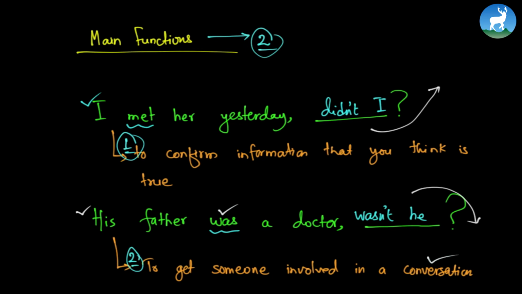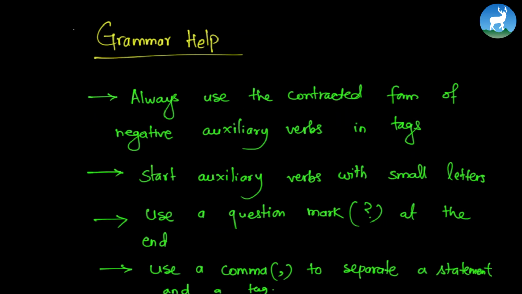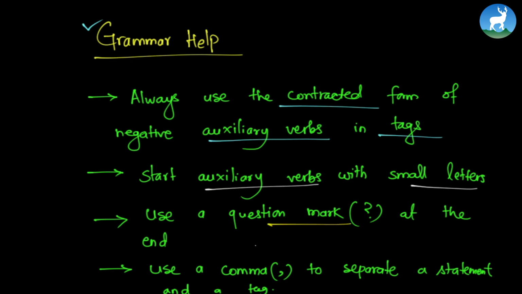Now let me give you some idea about the grammar that we use in the question tag. The title is Grammar Help. The first one is, always use the contracted form of negative auxiliary verbs in tags. The second one is, start auxiliary verbs with small letters. The third one is, use a question mark. Many of you will forget to actually use a question mark at the end of the tag question. That's a blunder. Never forget to end the question tag with a question mark.